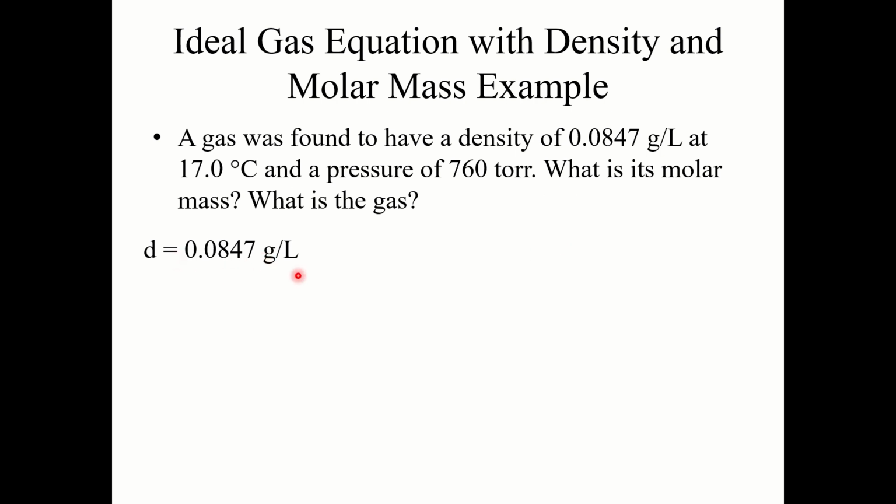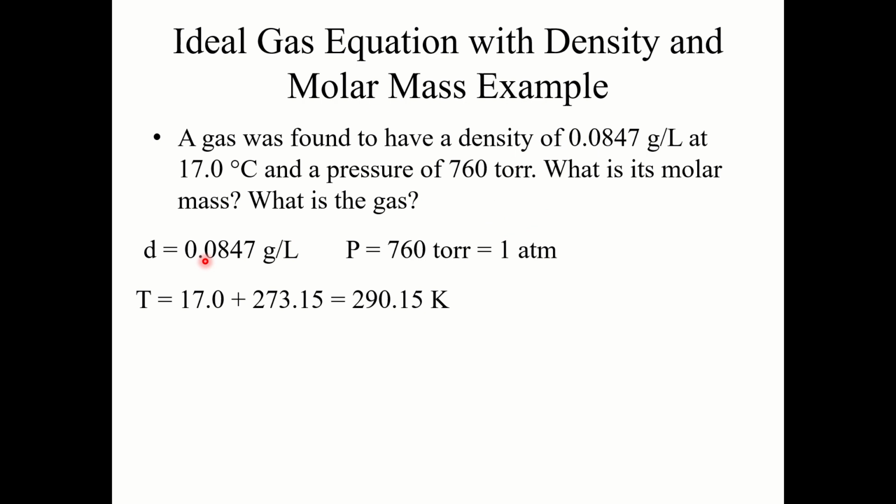Okay, so we've got the density. It's already in grams per liter, so we're good there. But the pressure, we need to convert that to atmospheres. Our pressure still needs to be in atmospheres. So 760 torr is exactly 1 atmosphere. The temperature, we need to convert that to Kelvin. So that would be 290.15 Kelvin. And R is our ideal gas constant, which again is still 0.08206 liter atmosphere over mole Kelvin.